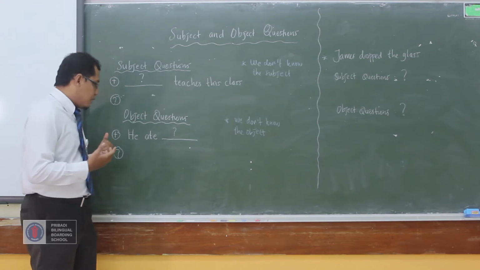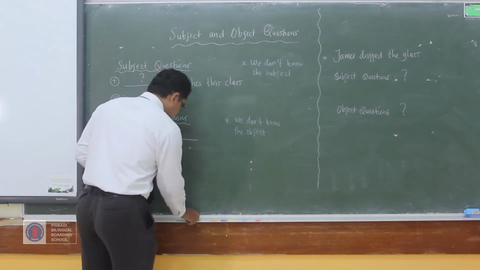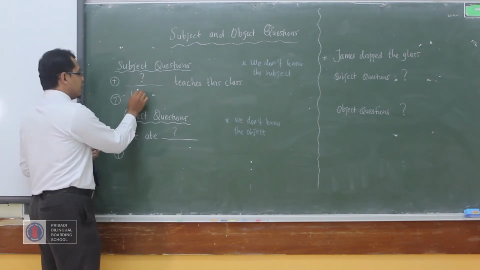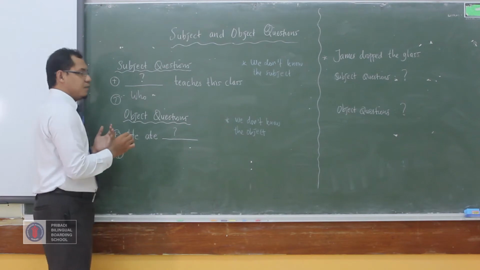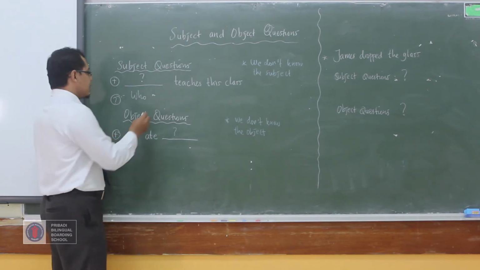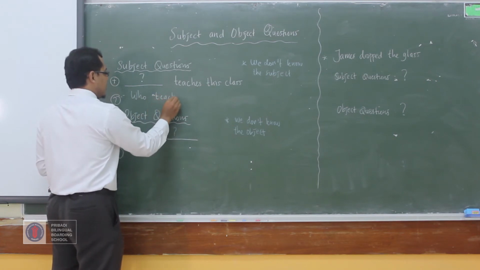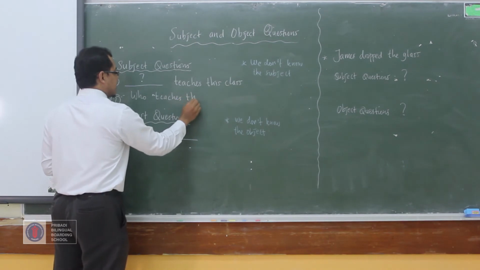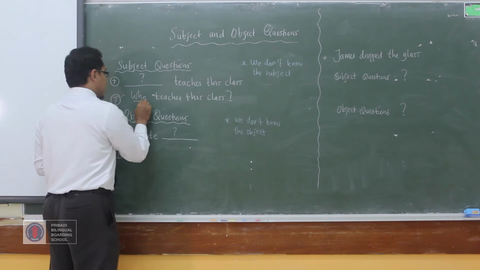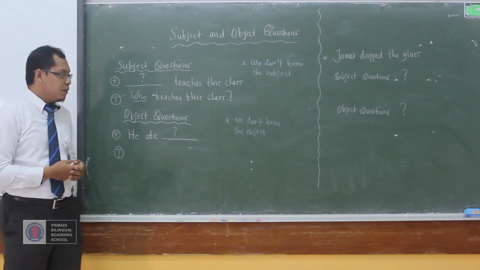So how do we make a subject question? That is really simple. All you need to do is write who, because we're asking about a person, right? So the question will be, who teaches this class? It's super simple, super easy for the subject questions. What about the object questions?